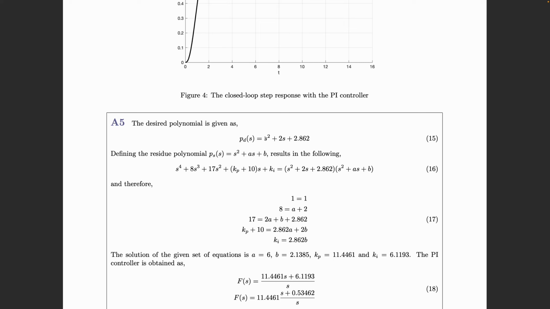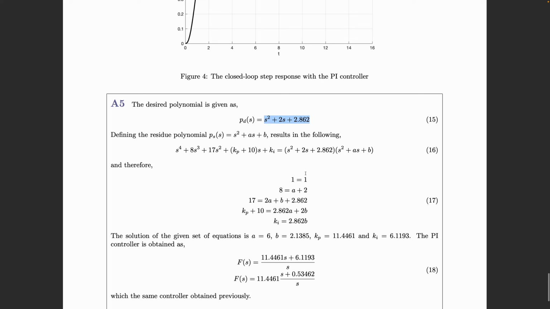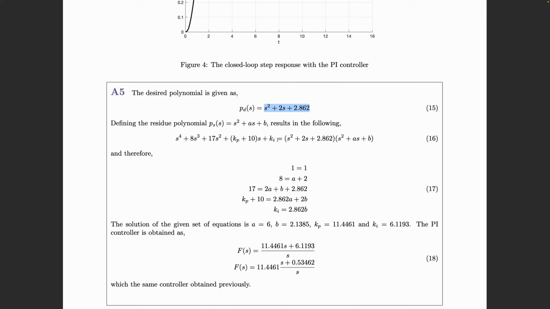We then also looked at the alternative solution of Q4, which was designing a PI controller for this system, where we had this desired polynomial. We looked at it as a pole. Now here it's a polynomial. It's basically the same data all over again.